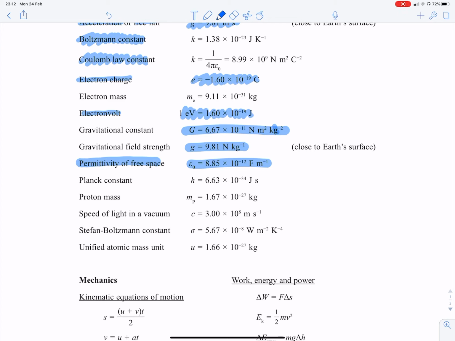That's farad per meter. The Planck constant is 6.63 times 10 to the power minus 34 joule seconds. Proton mass. The mass of the proton is 1.67 times 10 to the power minus 27 kilograms.